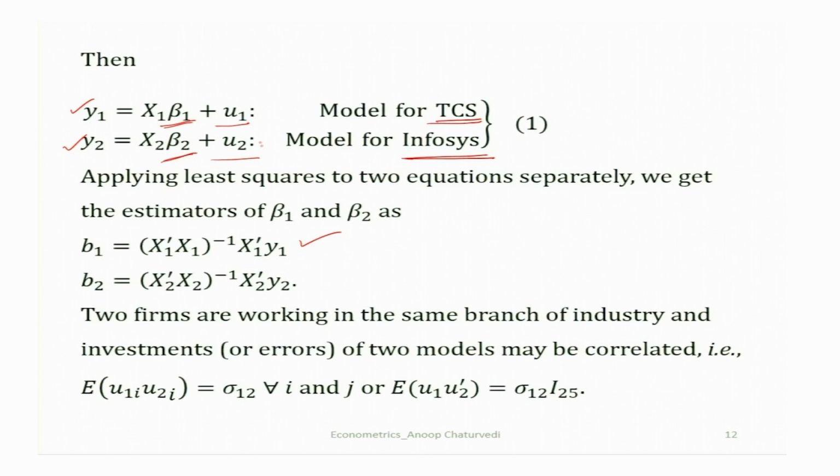So, you cannot say that U1 and U2 are uncorrelated with each other. There might be some correlation between U1 and U2. So, we take expectation of U1 U2 equal to, say, sigma 1 2 for all i and j, or you can write it as expectation of U1 U2 transpose equal to sigma 1 2 I 25. So, sigma 1 2 is the covariance between the ith component of U1 and, say, the jth component of U2.